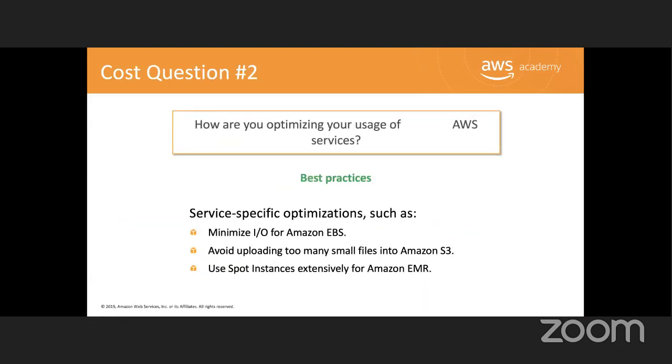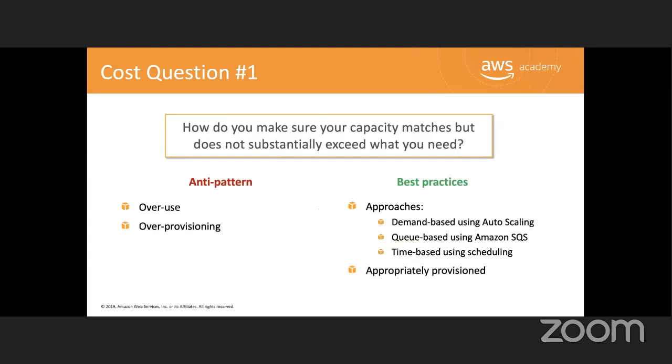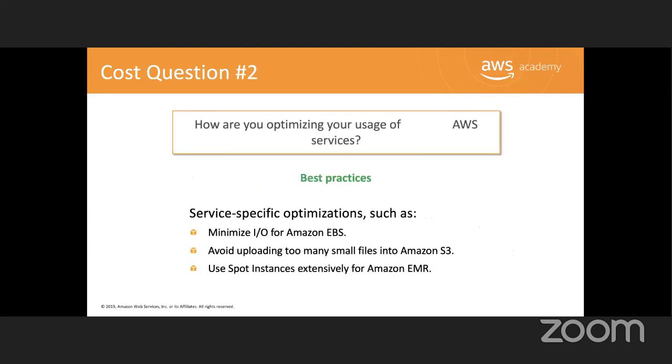How are you optimizing your usage of AWS services? Service-specific optimizations such as minimize input-output for Amazon EBS, avoid uploading too many small files into Amazon S3, and use spot instances extensively for Amazon EMR.